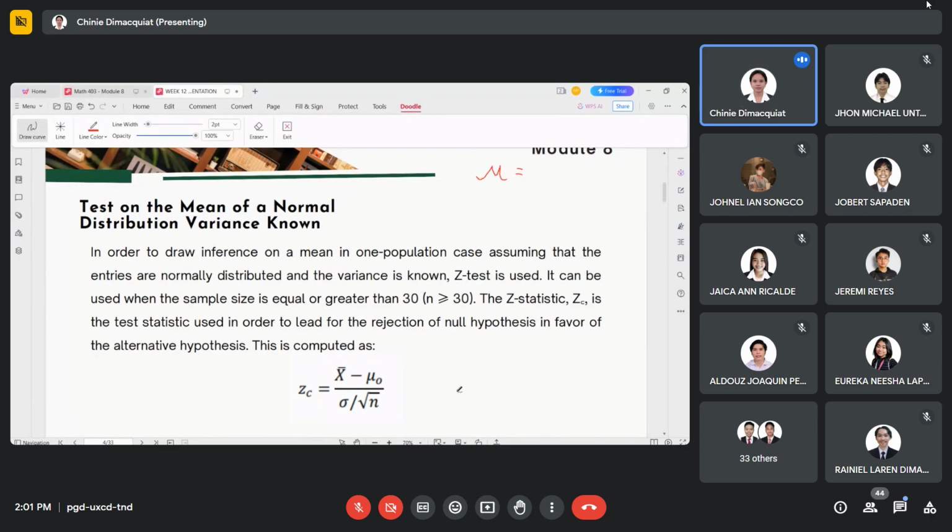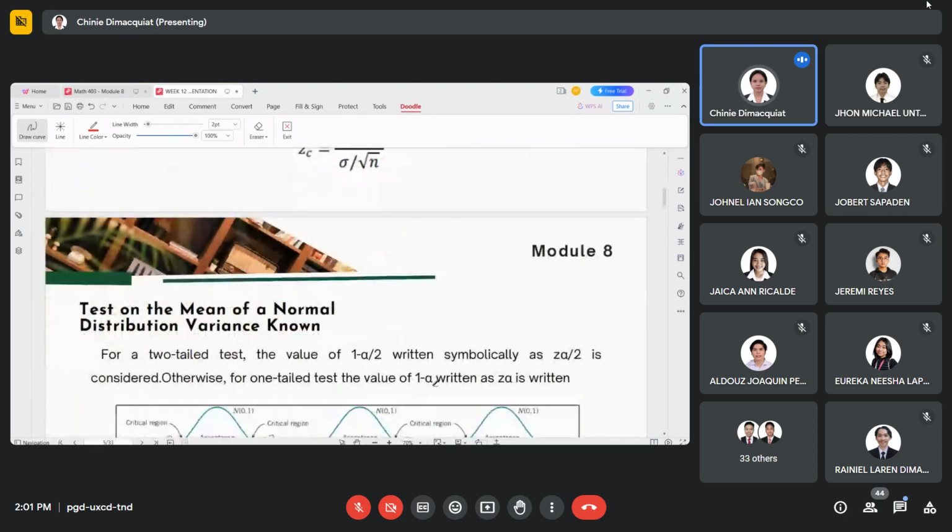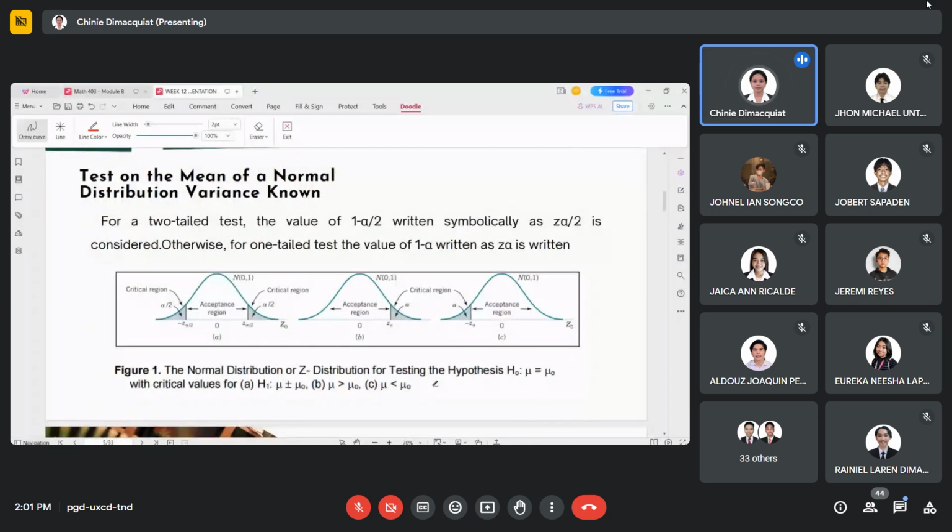Test on the mean, variance known. So, z-test. Ayan. So, in order to draw inference on a mean in one population case, assuming that the entries are normally distributed and the variance is known, so z-test is used. So, it can be used when the sample size is equal or greater than 30. So, the z-statistic is the test statistic used in order to lead for the rejection of null hypothesis in favor of the alternative hypothesis. So, ito nga yung ating formula. And ito po yung illustration ginawa din natin kanina. So, pareho lang naman yung sinasabi.